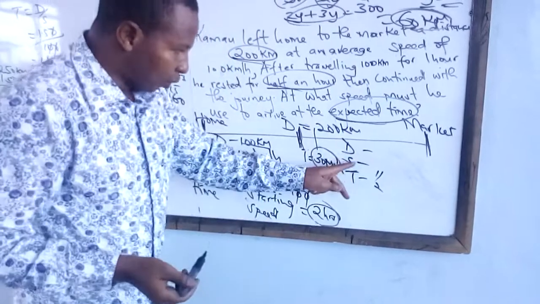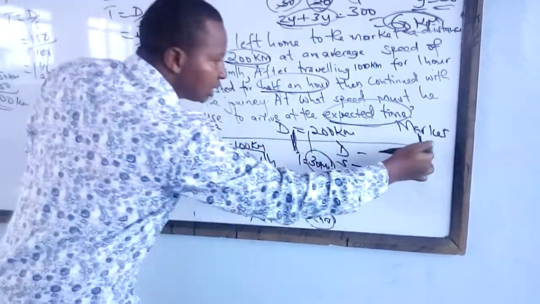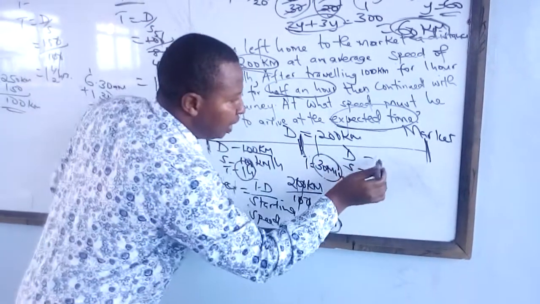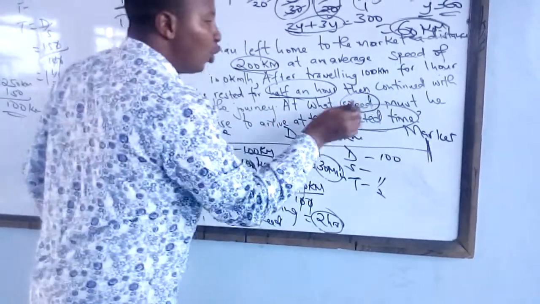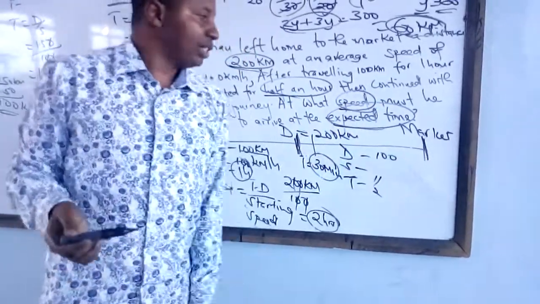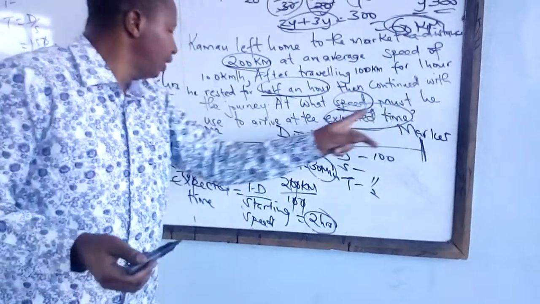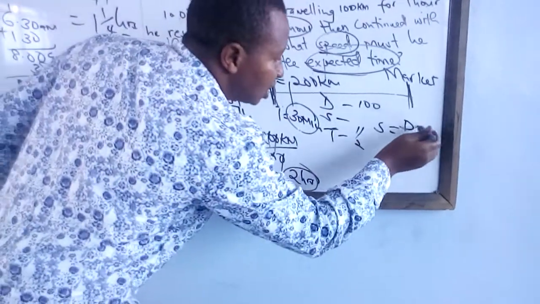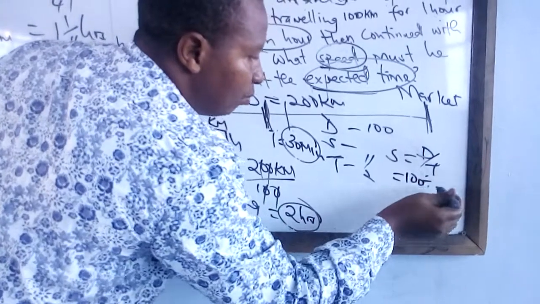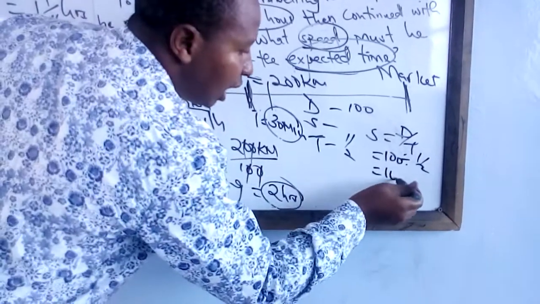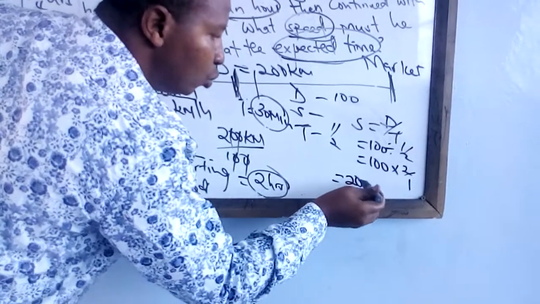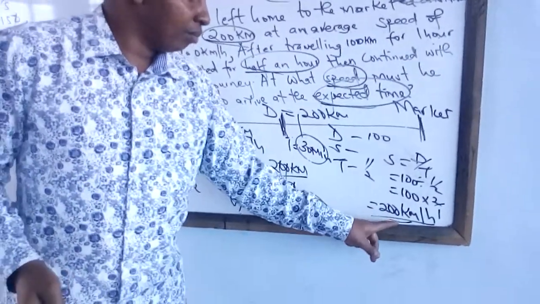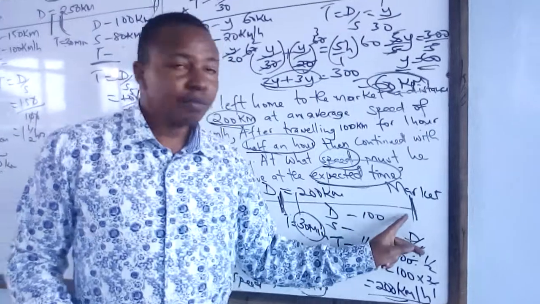Then what can we get from our equation? Our distance is 200. Our first part of the journey is 100. So the remaining distance is 100. So we can know the speed for this part of the journey, which is in question. At what speed must he use to arrive at the expected time? Our speed is equal to distance over time, which is 100 divided by a half, which is 100 times 2 over 1, which is 200 kilometers per hour. So this person must use 200 kilometers per hour to cover the remaining part of the journey.